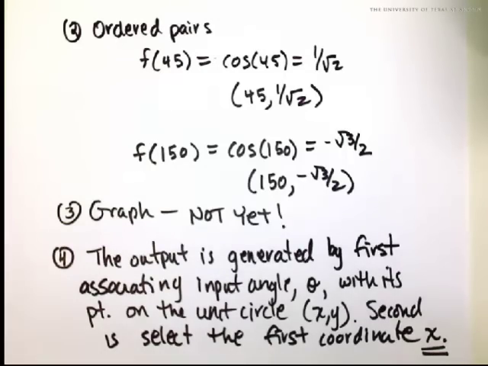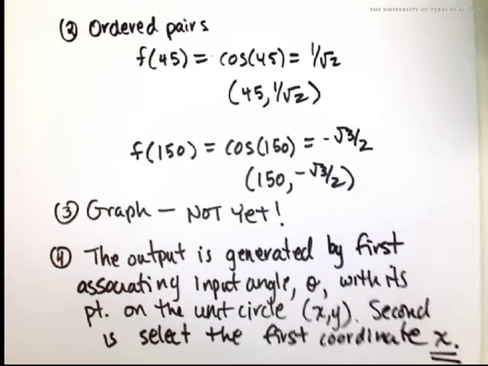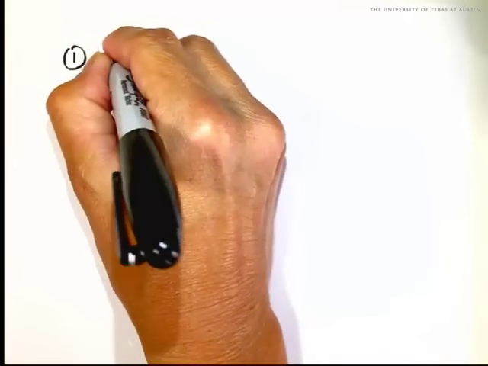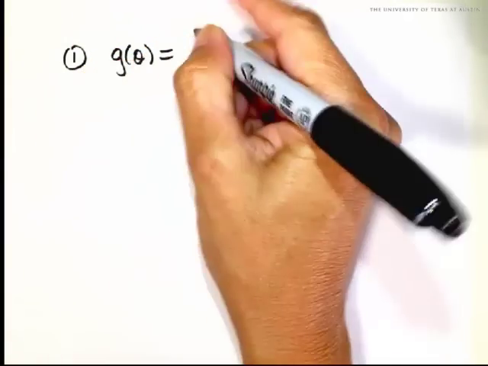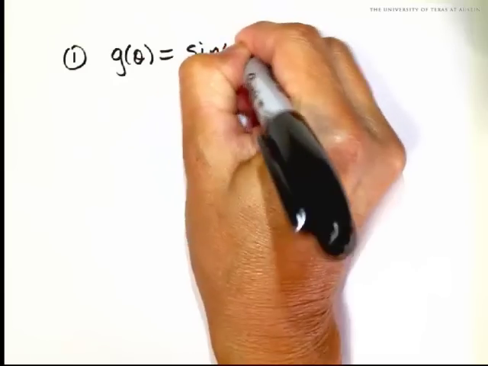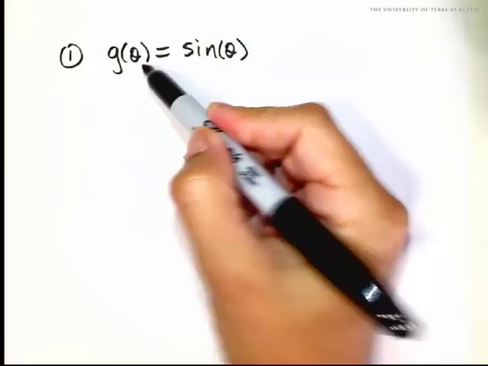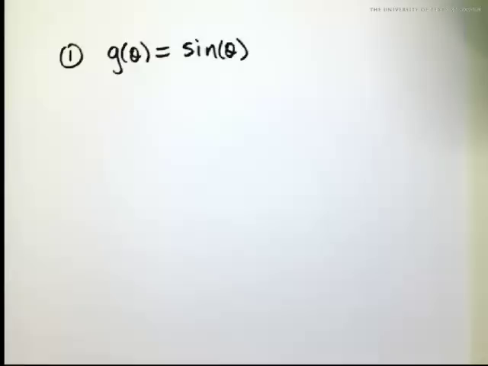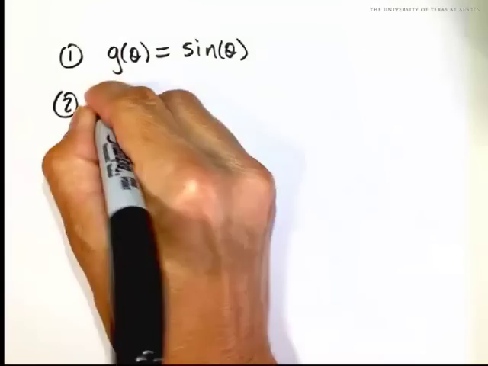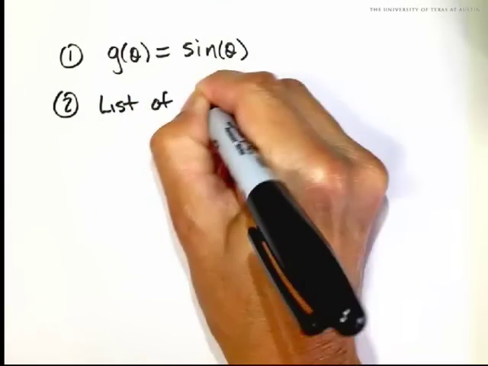Let's do the same thing with sine, our four representations. Now we're talking about sine. Our formula, we'll say g of theta equals sine of theta. Notice that theta is my input. This is a function of theta. We could create a list of ordered pairs here.